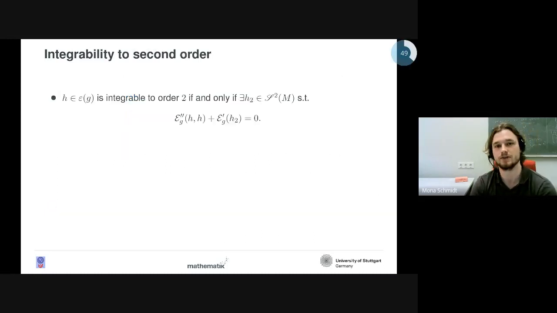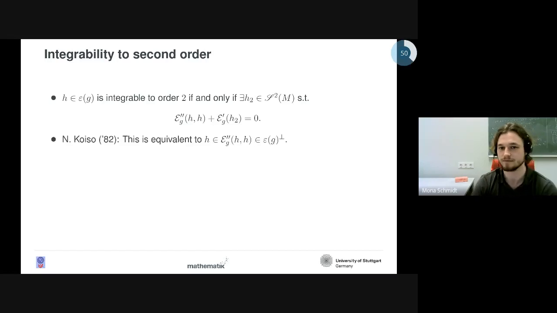All right, so for example, take order 2. By definition, h is integrable to order 2 if there exists some h_2, a symmetric 2-tensor, such that this here holds. This is the second order condition. And Koiso also studied the image of this operator here. So he showed that this is equivalent to just h.